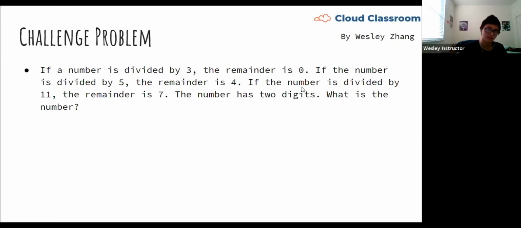So now we're down to 2 options. And now we use this last piece of information. If a number is divided by 3, the remainder is 0. So that means the number is divisible by 3. So 29 is not divisible by 3, but 84 is. So our number is 84.